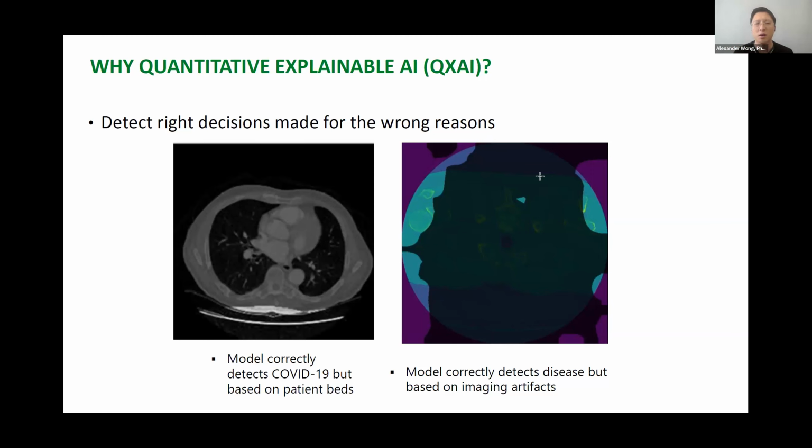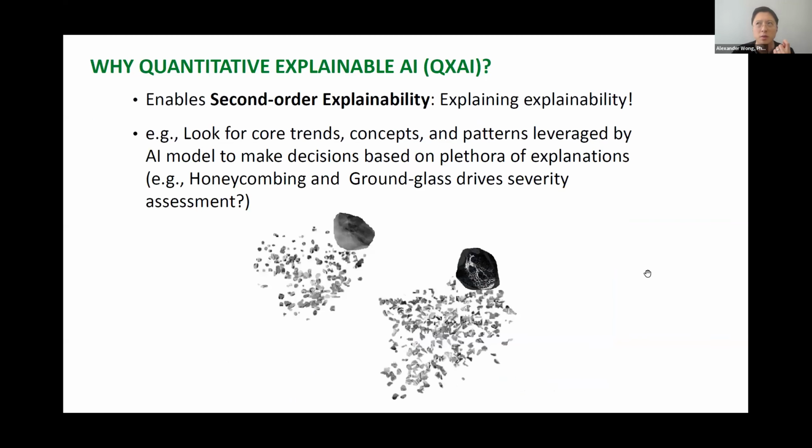On the right-hand side is a case where another model that was being built correctly detected disease, not based, again, on the patient's anatomy, but based on imaging artifacts. These are situations that are very hard to detect, and quantitative explainability can really help identify what the root cause of the problem is, even though it's making the right decision.